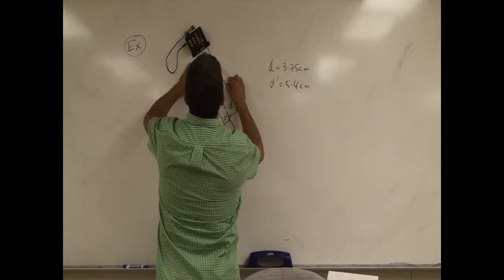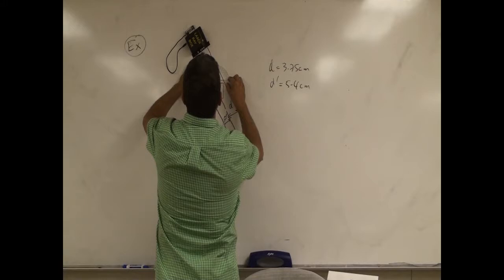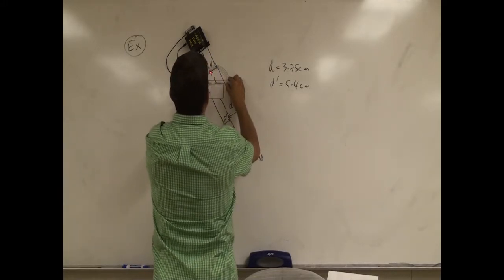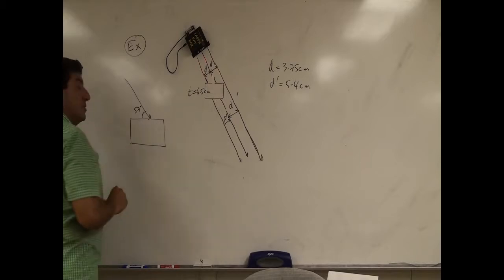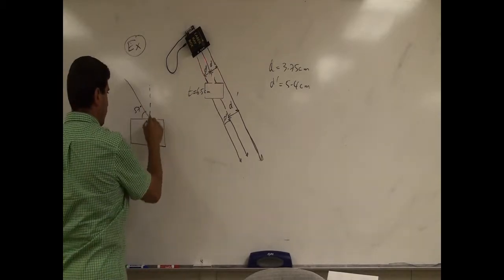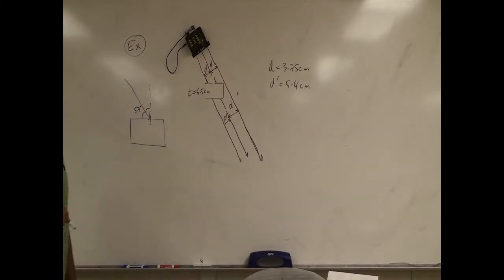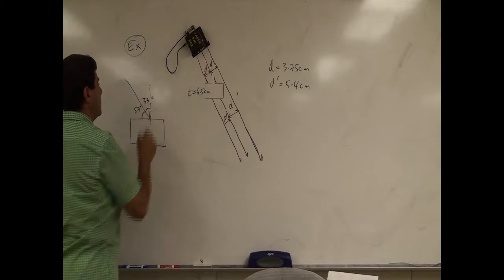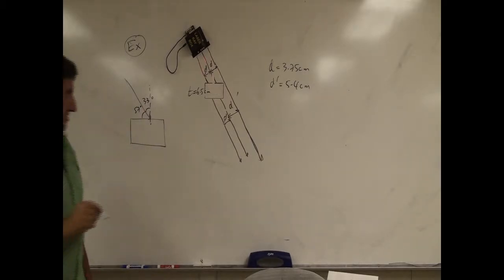That's 57 degrees. 57 degrees from the plane of the mirror. 57, right? But to use Snell's law, we need this angle, right? From the normal line, right? So from the normal line, what would that be? 33 degrees, right? 33 degrees. So then I can apply Snell's law.